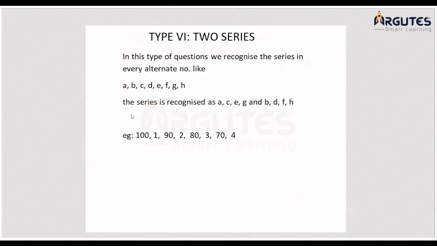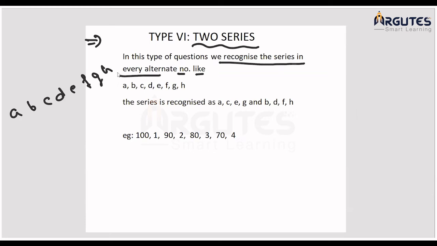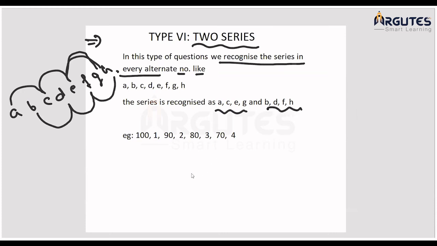Now the sixth type of series, that is two series. In this type of question, we recognize the series in every alternate number. Like the series will be A, B, C, D, E, F, G, H. So there will be logic between A and C, C and E, E and G, and there will be logic between B and D, D and F, and H. Here I have written A, C, E, G, B, D, F, H.